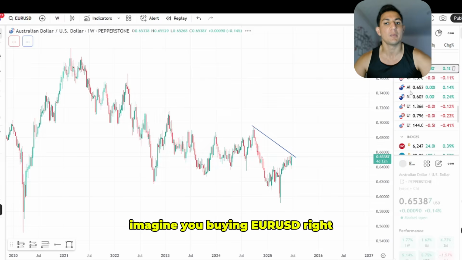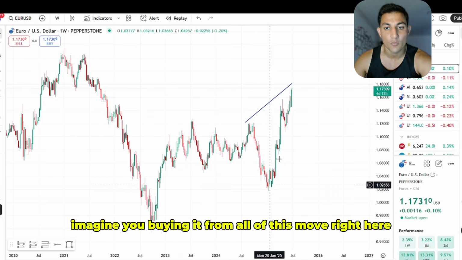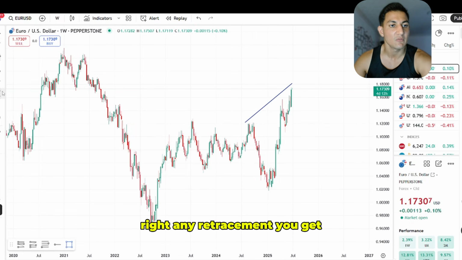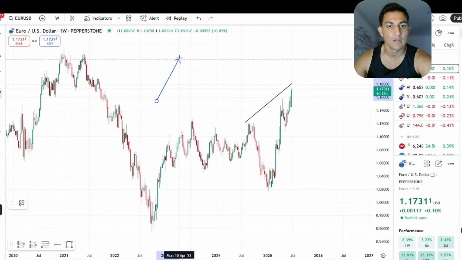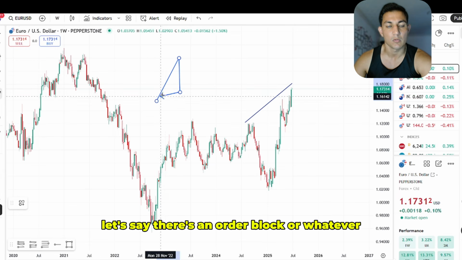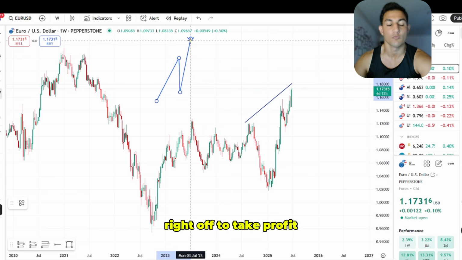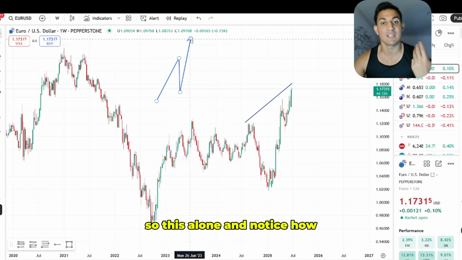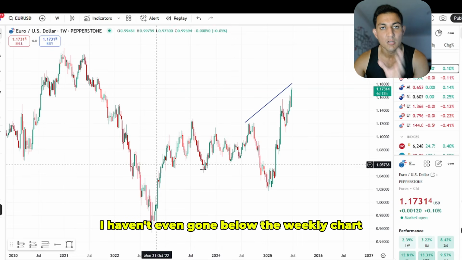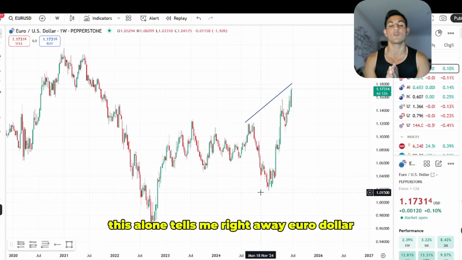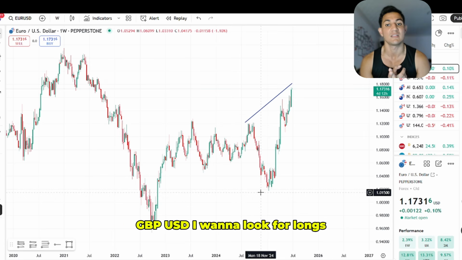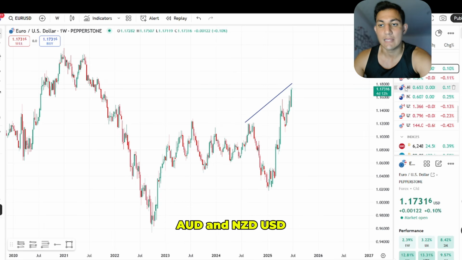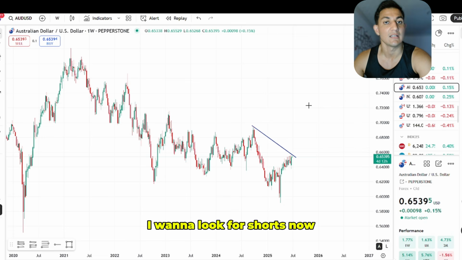Similarly, imagine you buying euro dollar, right? Imagine you buying it from all of this move right here. Any retracement you get on euro dollar, let's say there's an order block or whatever, price will just shoot right off to take profit. And you see this over and over and over again, right? So this alone, and notice how I haven't even gone below the weekly chart, this alone tells me right away, euro dollar, GBP USD, I want to look for longs, AUD and NZD USD, I want to look for shorts.